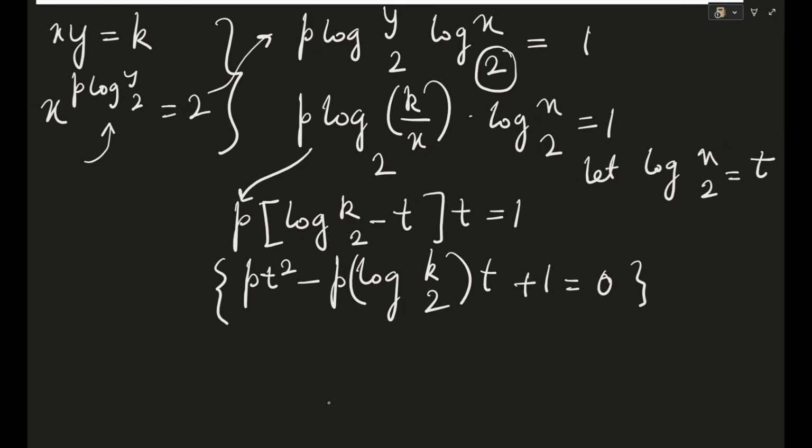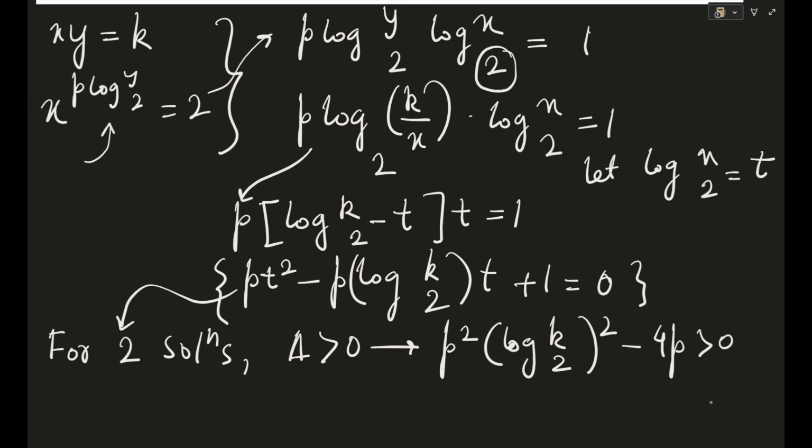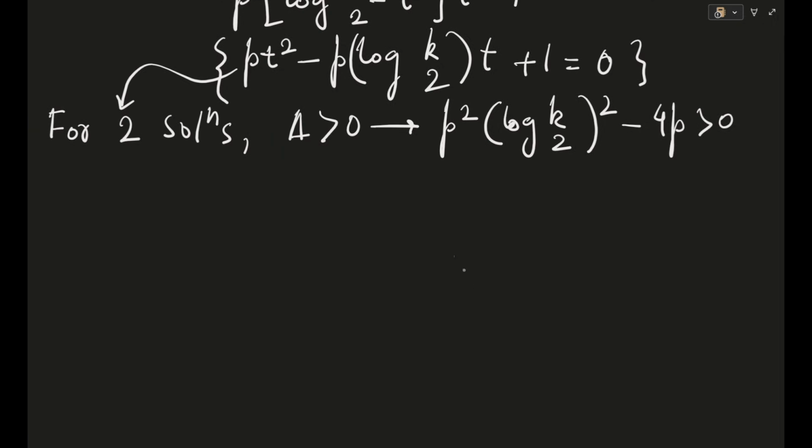Okay, so obviously for a quadratic equation to have two solutions, your discriminant delta or D, whatever you call it, has to be greater than 0. So b square minus 4ac: p square times log k base 2 whole square minus 4p will be greater than 0. Now we will take cases here because we have been given different values of p and k, right?